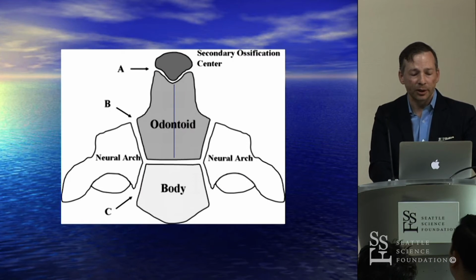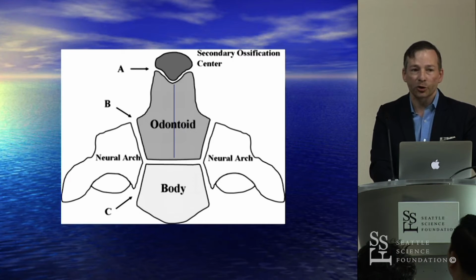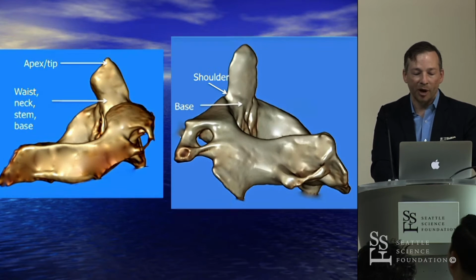So C2, just briefly, some of the very basic morphology. We see the essence of the embryological components of C2. We have the two lateral neural components. We have an apical part. The odontoid is actually two separate parts, left to right, and then we have the body.